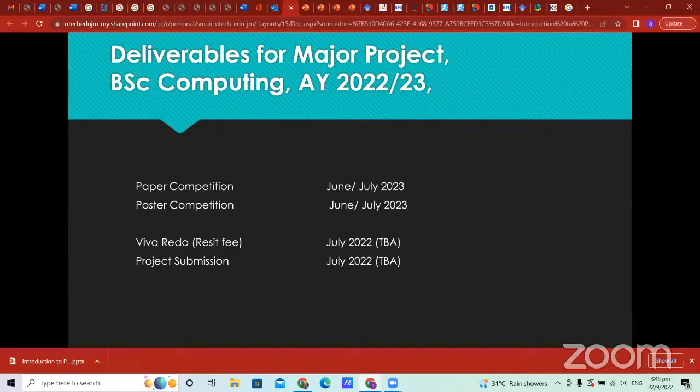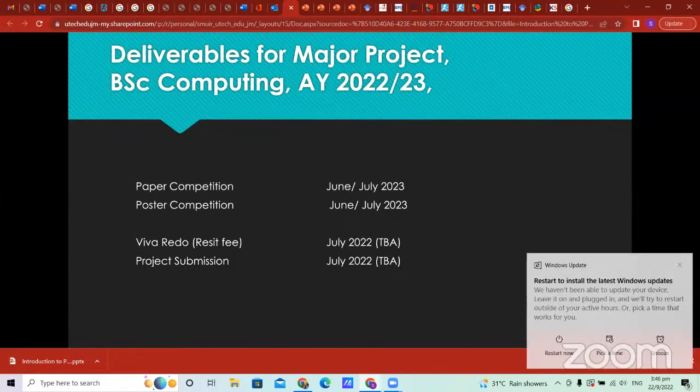And so people who do the Viva would then, after they pass the Viva, submit the project. And by the project, we mean chapters 1 to 5. All right. Hopefully I'm being clear so far.